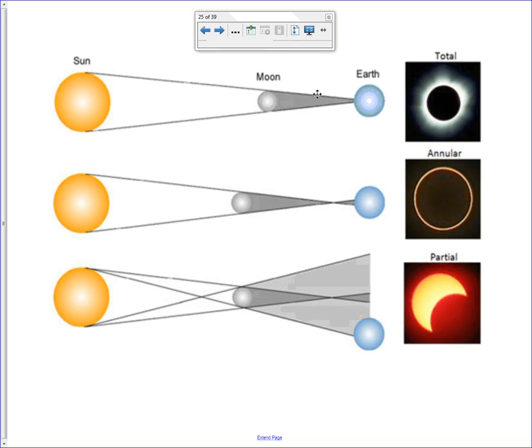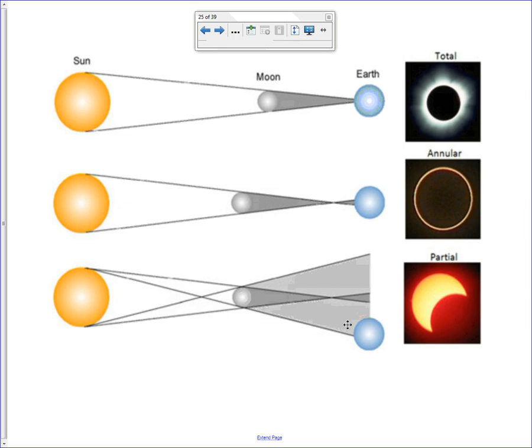If the moon is close to the Earth, then there will be an umbral shadow on the Earth, and that results in a total eclipse. Sometimes the moon is a little bit farther away in its orbit, and that results in an annular eclipse, which is when you see a ring of the sun around the moon, and you don't get complete blockage or totality.